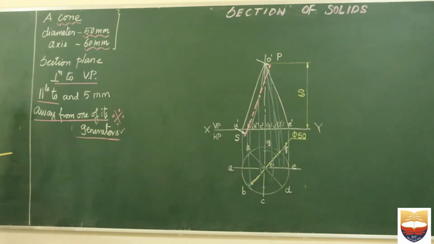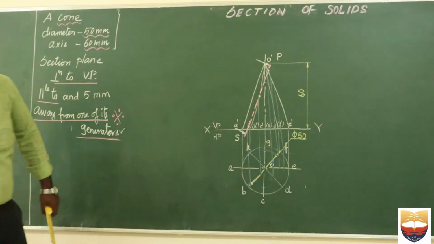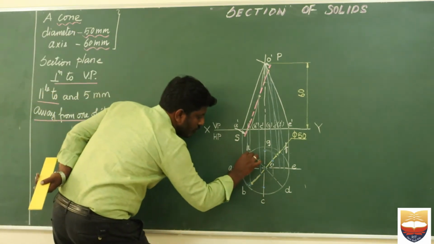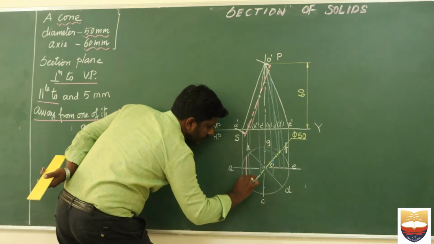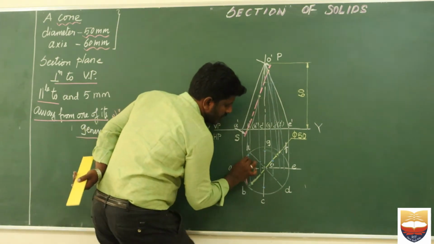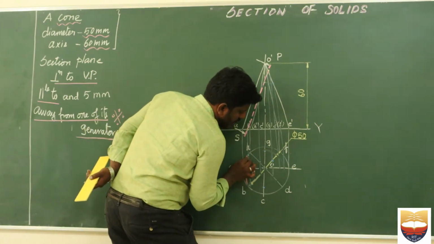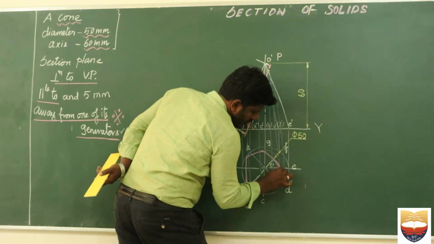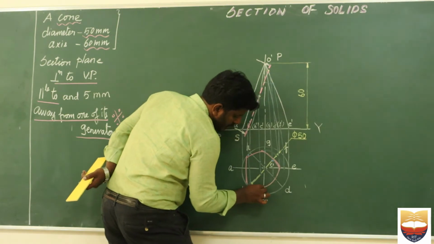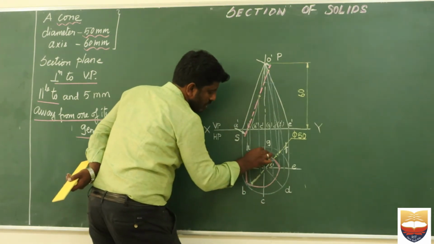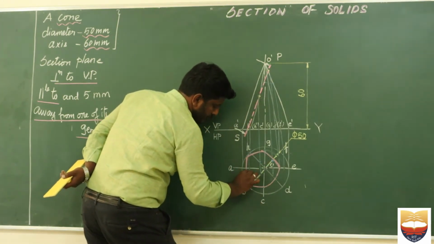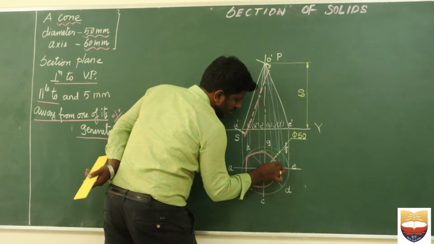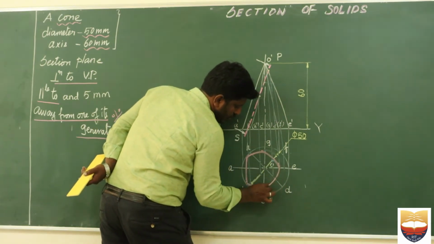If I try to connect it, you can see this forms a straight line. Then I try to connect it from here. So I am drawing it approximately, but you try to connect it with the points. So this will be your sectioned top view. You try to connect all these points.